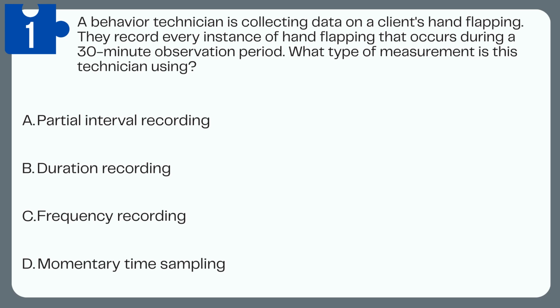Question 1. A behavior technician is collecting data on a client's hand flapping. They record every instance of hand flapping that occurs during a 30-minute observation period. What type of measurement is this technician using? A. Partial interval recording. B. Duration recording. C. Frequency recording. D. Momentary time sampling.